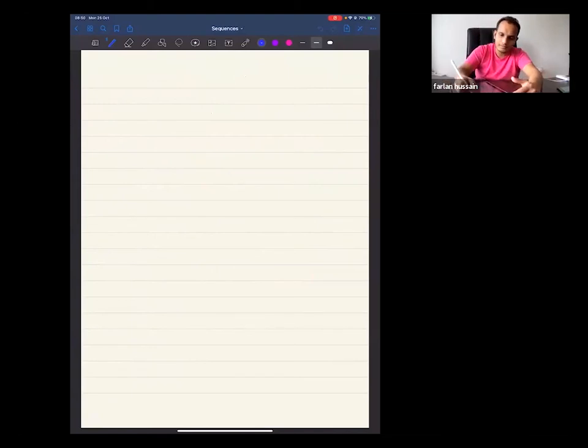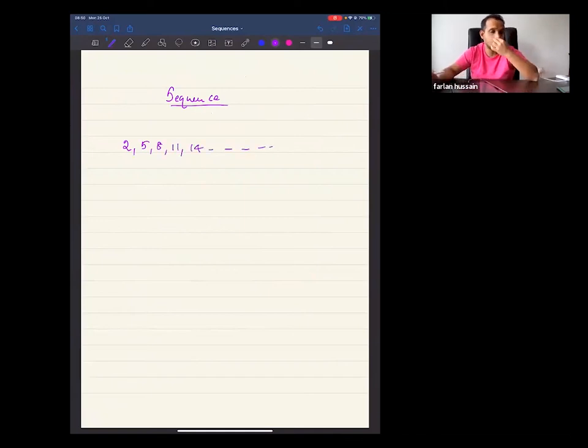So for an example, let's say this is a sequence, isn't it? Let's say a set of numbers 2, 5, 8, 11, 14, and so on. This is a sequence. Why? There is a pattern. Looking at the pattern, you can exactly tell what is going to be the next number and the following, and so on. So that means it is a sequence.